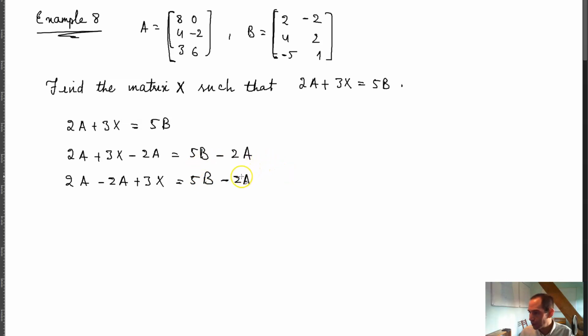This is because I'm allowed to take this, or instead of 3X minus 2A, I can write negative 2A plus 3X, because matrix addition is commutative, right?